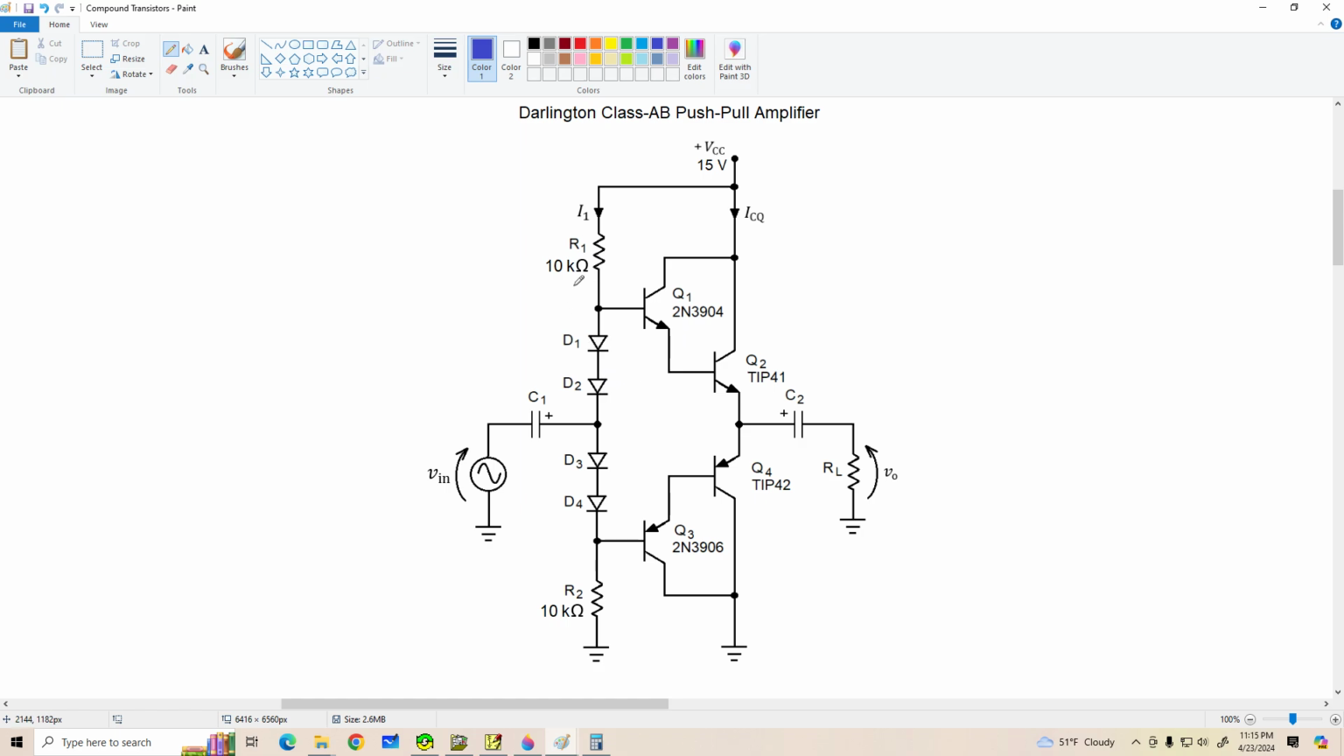And I've just shown these as pretty high value resistors just to be on the safe side that we don't get a super high ICQ here. All right, so there are other biasing arrangements where we don't have to use so many diodes. There's a thing called a VBE multiplier that we could use here, but as I've said many times before, that's a topic for another day.